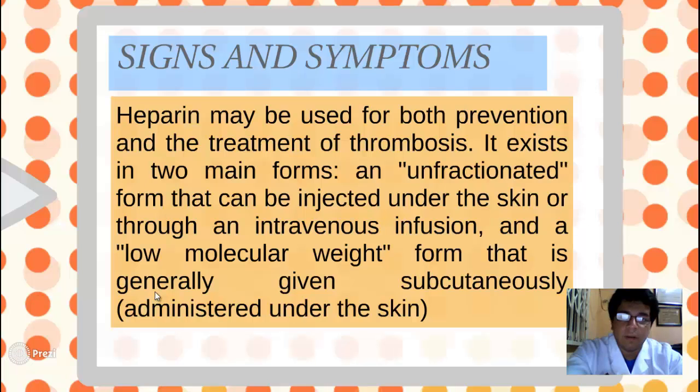Heparin may be used for both prevention and the treatment of thrombosis. It exists in 2 main forms: an unfractionated form that can be injected under the skin or through an intravenous infusion, and a low molecular weight form that is generally given subcutaneously. It means administered under the skin.